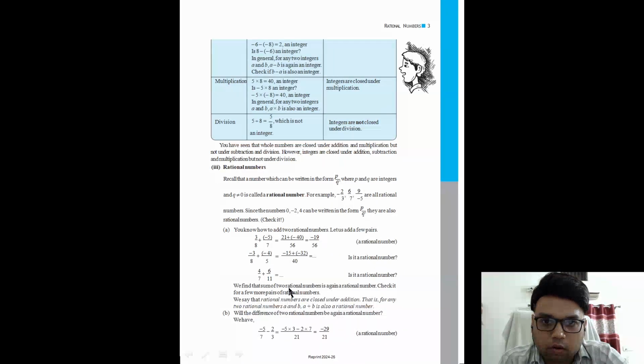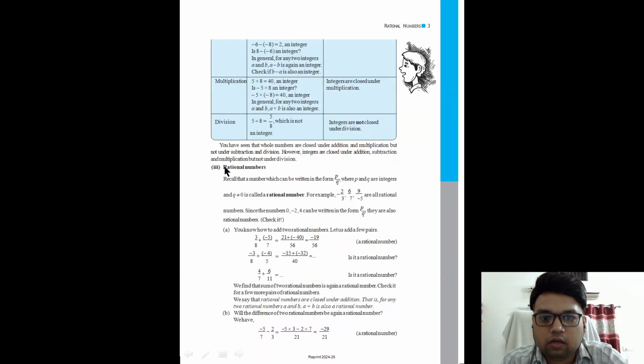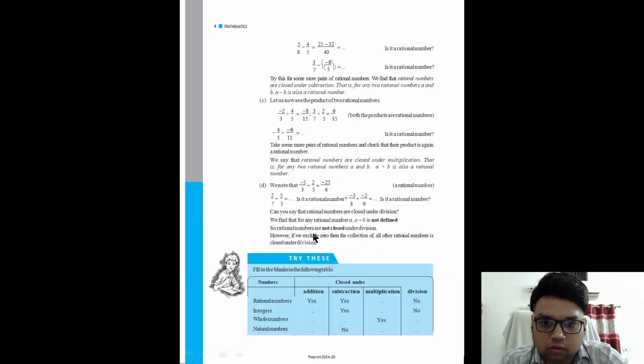In the case of integer numbers, we are also observing division. Here when we add minus 6 plus 5, or minus 7 plus minus 5, or we change their places, the results were the same, so they are closed under addition. We only have to change their places, nothing more than that. And further, these are the rational numbers. These examples were further classified. Here I am only teaching you the exact properties.